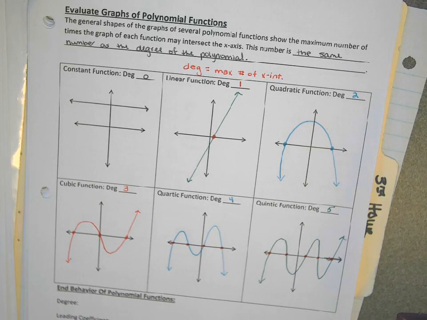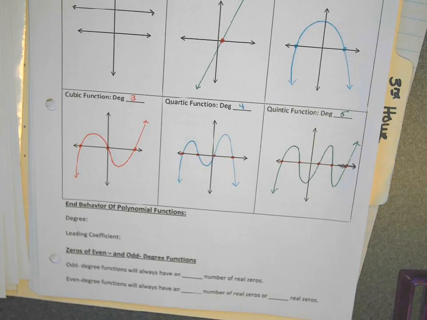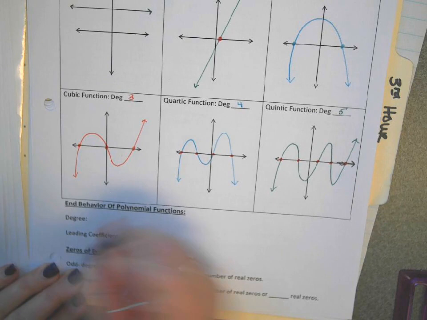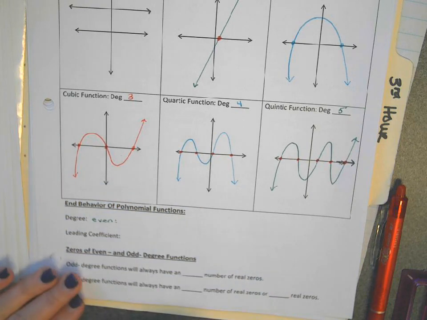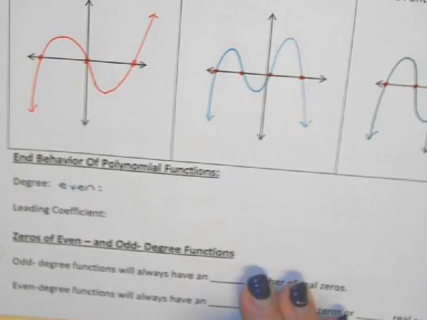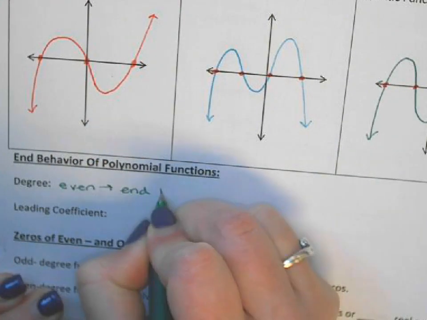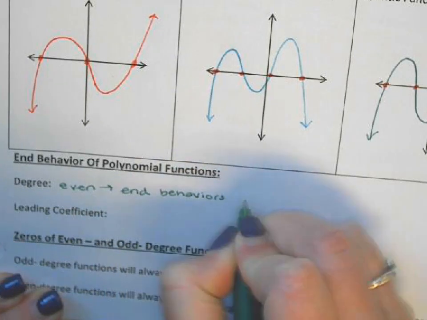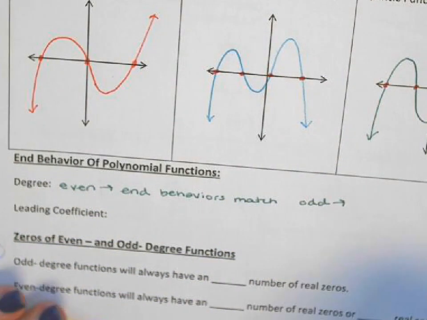Now, we have some information that the degree of the polynomial and the leading coefficient give to us. The leading coefficient tells us very important information because the degree of the polynomial, if it's even, then the end behaviors are going to match. You'll see why in a second, because this is going to kind of sound like foreign language to you for a minute. If it's even, the end behaviors match. If it is odd, the end behaviors are opposite.